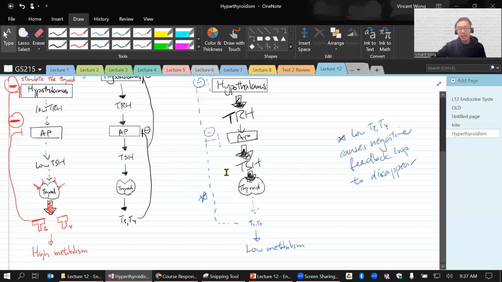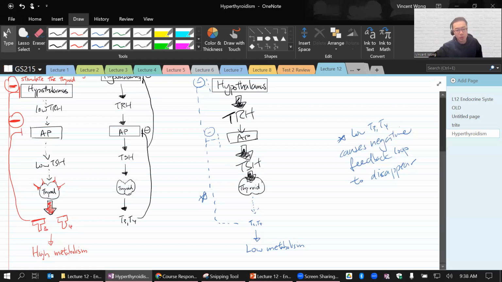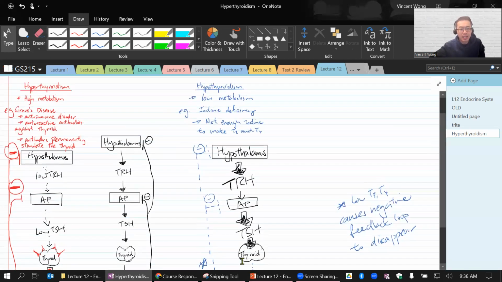Think about it. If the person has a problem with making TSH, that will also result in hypothyroidism, right? Because without the TSH, you won't be able to adequately stimulate the thyroid gland, and that will also mean your T3 and T4 level is going to be low. So lots of possible ways that you can result in either case.